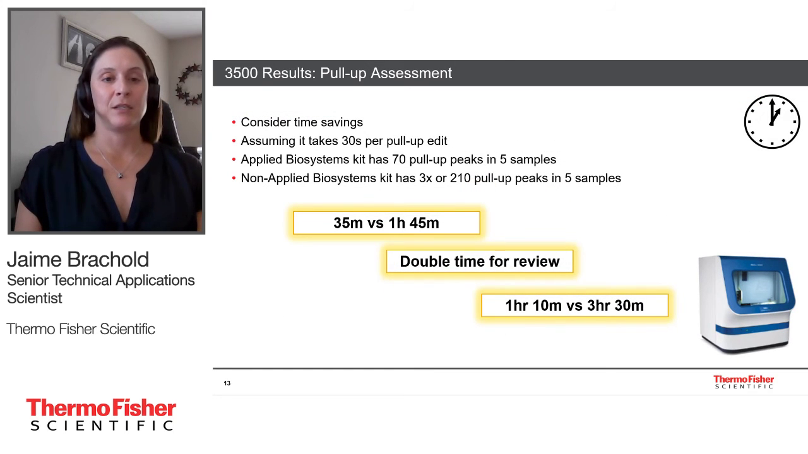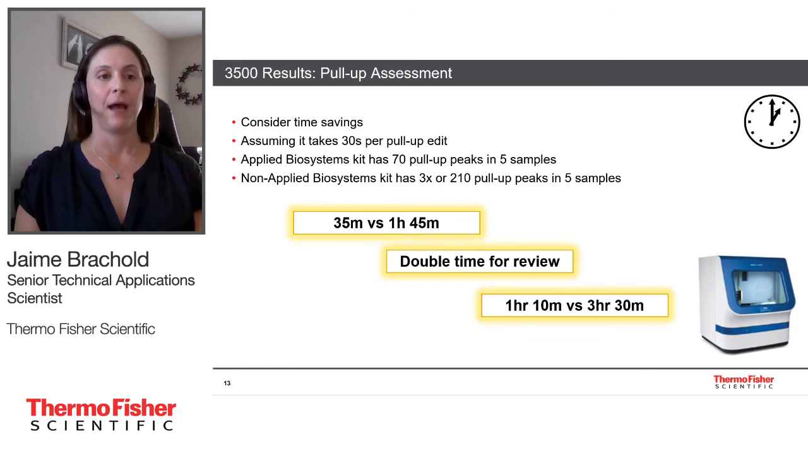I wanted to put this into a relatable way to look at if you were an analyst in a lab. So I wanted to consider time saving. What does a 3 times reduction in the number of pull-up peaks look like to someone who's taking the time to analyze the data?